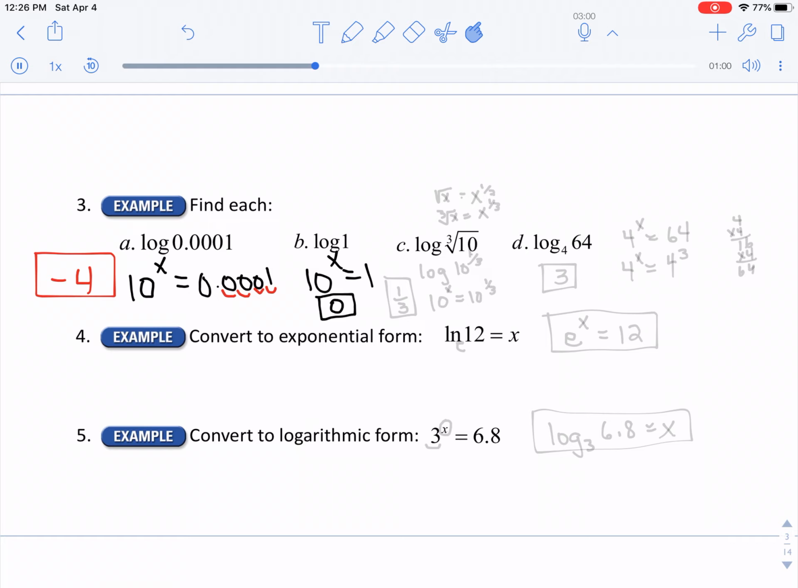All right, for C, before we do C, we want to remember that the square root of, let's say, x can be rewritten as x to the 1/2 power. And the cube root of x can be rewritten as x to the 1/3 power. Those two are the same thing. So I'm going to rewrite this as log of 10 to the 1/3 power. And then I'm going to say, okay, since the base here is 10, then 10 to what power equals 10 to the 1/3 power? And the answer is 1/3.